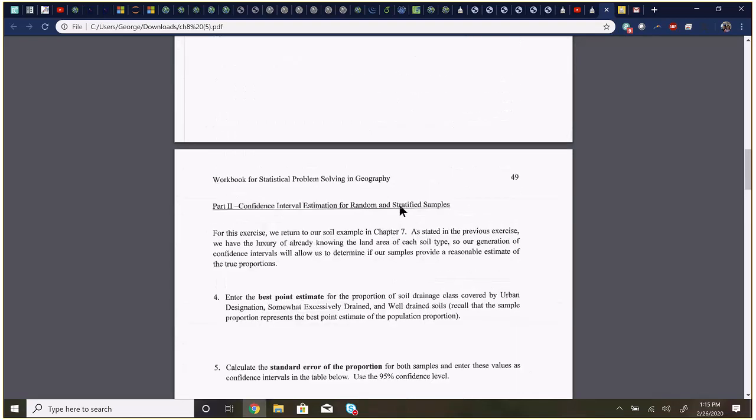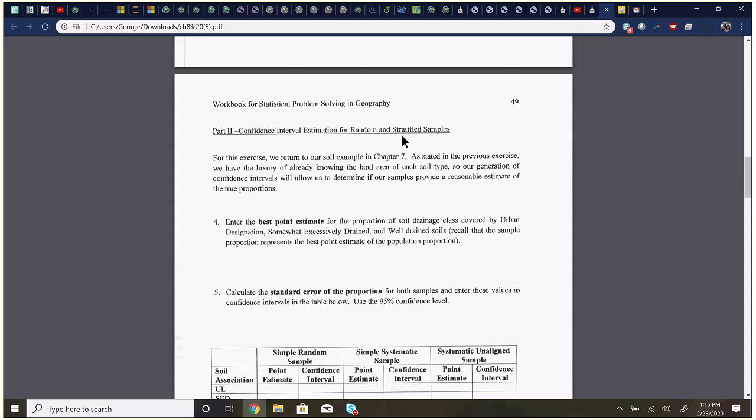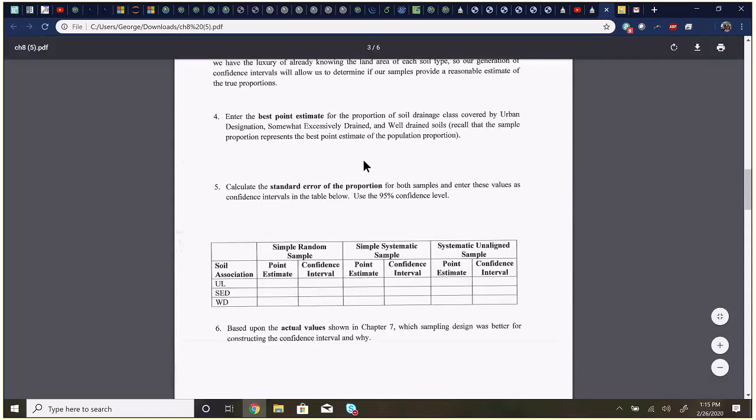This book, particularly the workbook, does have some mistakes. I don't know if you would call them problems. Sometimes I think the wording is a little bit confusing. Anyway, there's a mistake on this page: it says confidence interval estimation for random and stratified. This actually has nothing to do with stratified. This is just systematic, so it's random and systematic samples. For random and systematic samples, we did cover that material already, so you could do that part, or we could do it together.